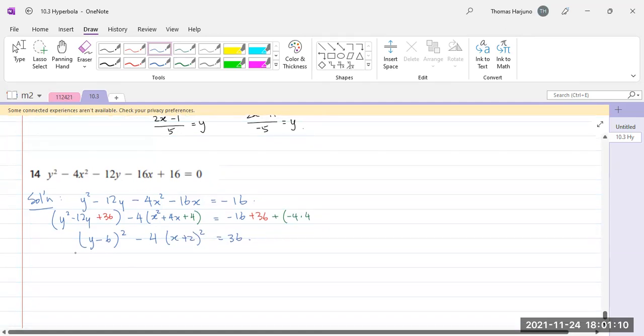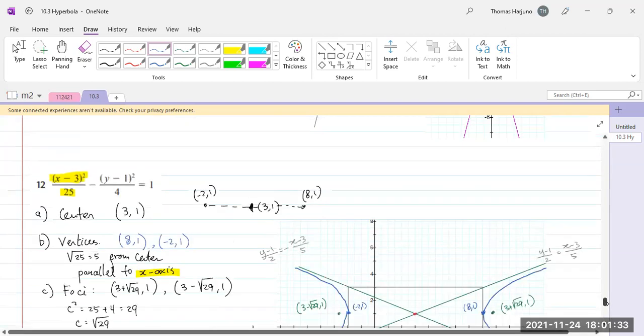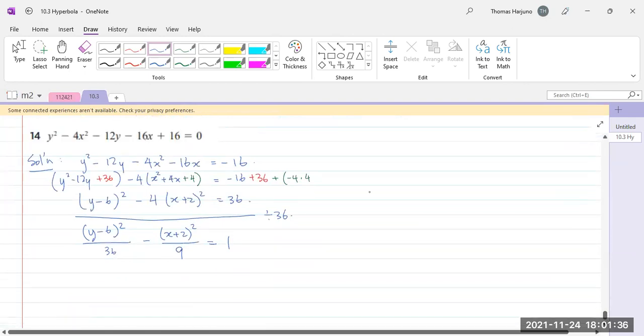Divided by 36 each term, we will get y minus 6 quantity squared over 36 minus x plus 2 squared over, if I divide by 36, this becomes 9. Okay, so what's the center? We read it from there. The center will be, very careful, what's the x? What is the y? The center will be negative 2, 6, not 6, negative 2.